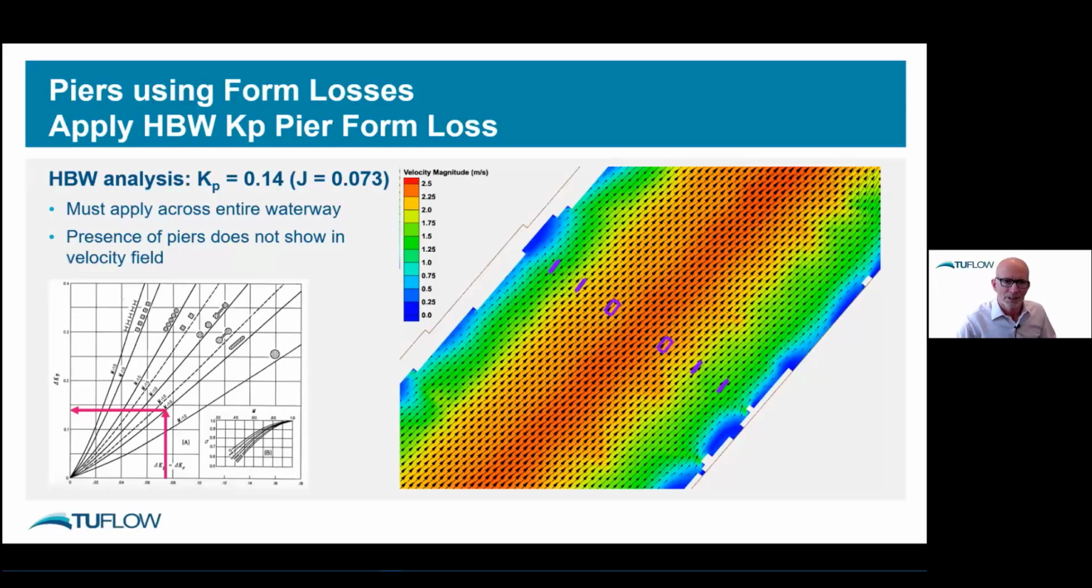If you just do a standard hydrology bridge waterways analysis on that structure, it's a bridge in China, you come up with a KP of about 0.14. That's your flow constriction, 0.073. So let's apply that across the whole waterway. Basically, hydrology bridge waterways is for 1D modeling, so you must apply that loss across the whole waterway.